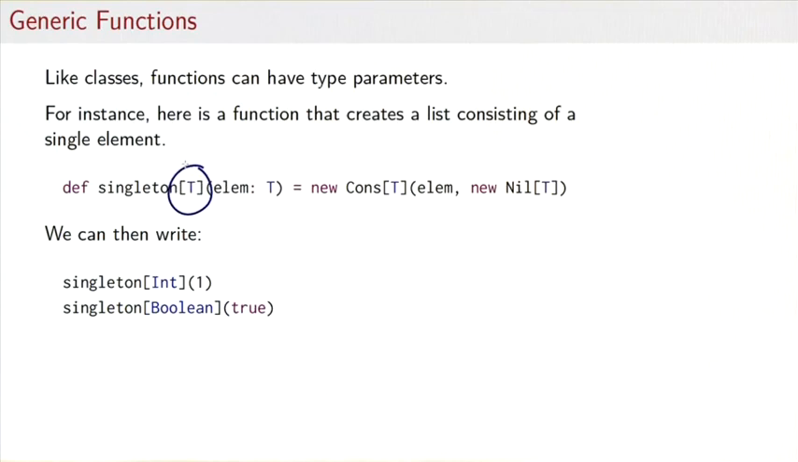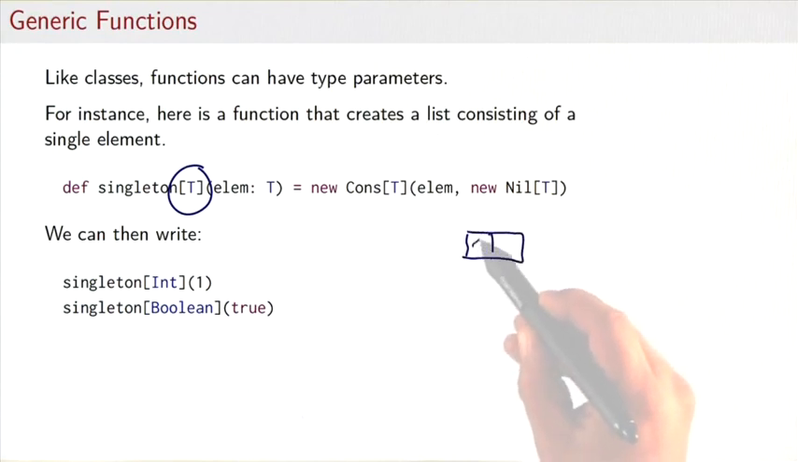And the body of the singleton is that it simply creates a new Cons cell. It passes on the type parameter T to say, well, it needs to be a Cons cell of type T. Its first element is elem, and its tail is an empty list, and it's an empty list of element type T, the same T as the Cons cell. And if we do that, we can then write singleton, and we can pass the type along. So we want a singleton of type Int now, and the actual value should be 1. And that would give us, of course, the singleton list 1 and Nil.